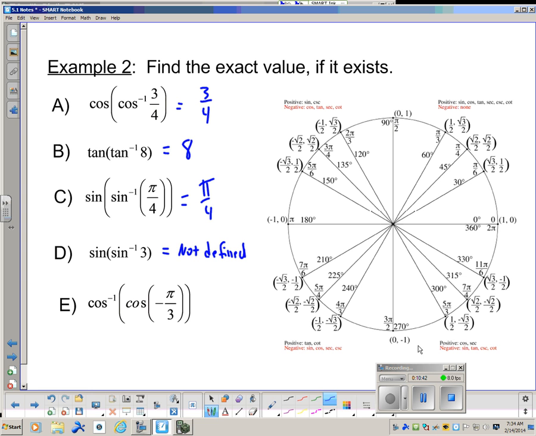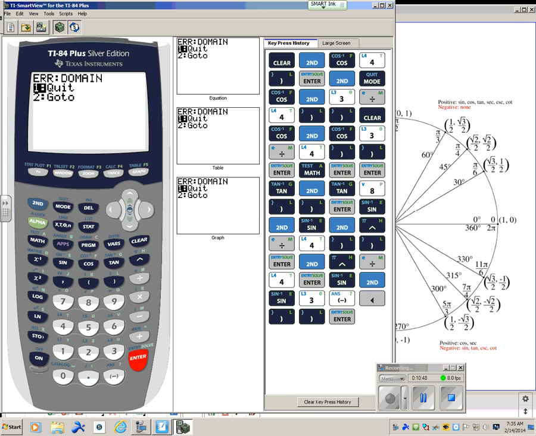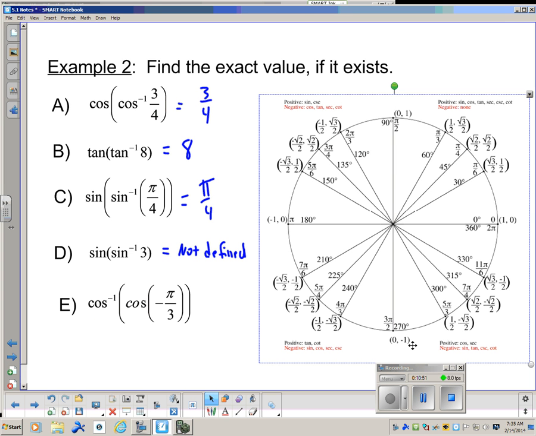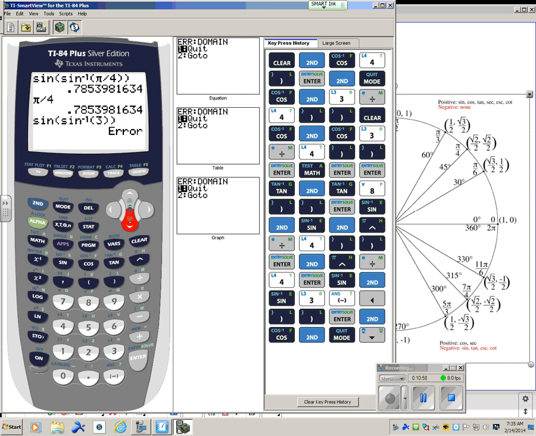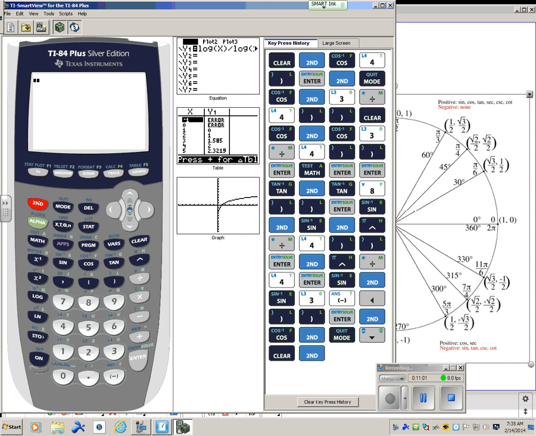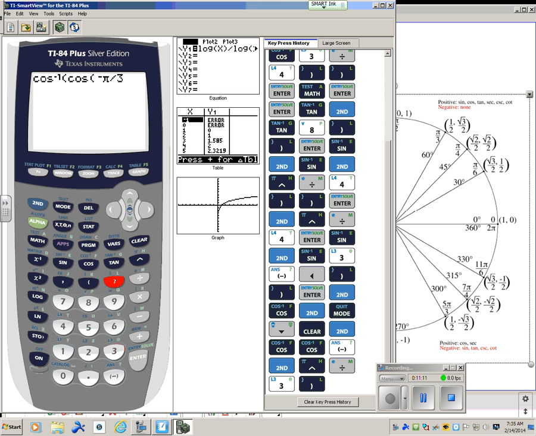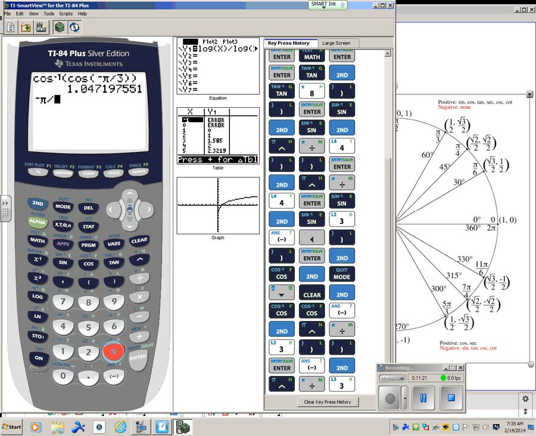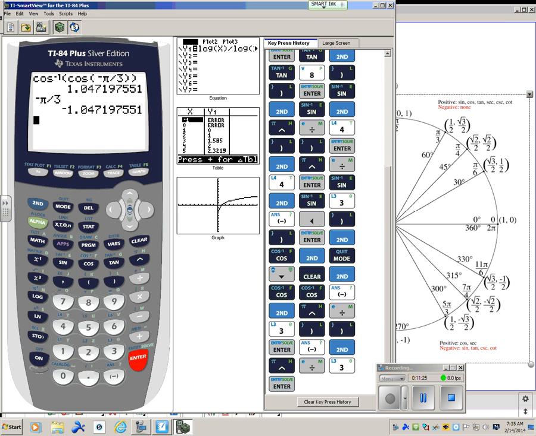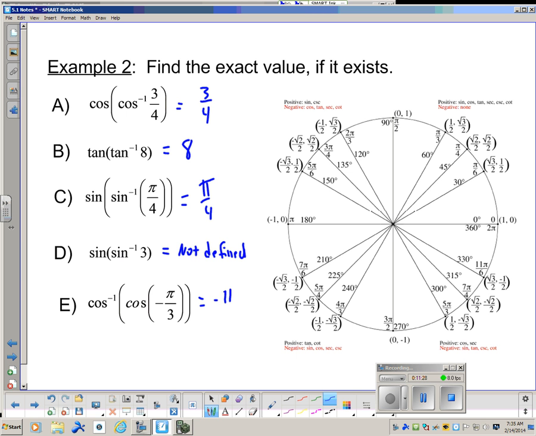So now let's look at the inverse cosine of the cosine of negative pi divided by 3. And I'm getting this value, so it's defined. Is that the negative pi over 3? Yes, they end up matching. So we can say this is negative pi over 3.